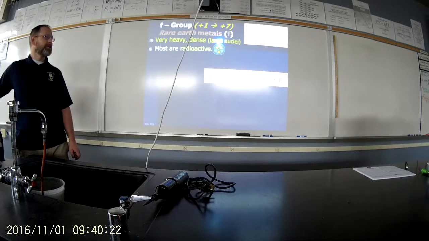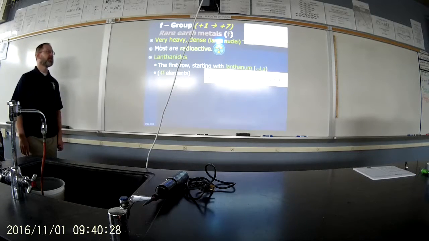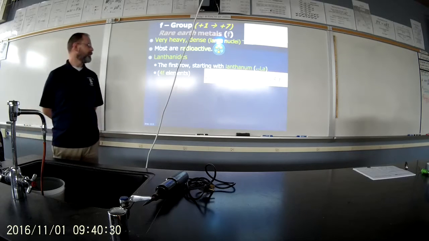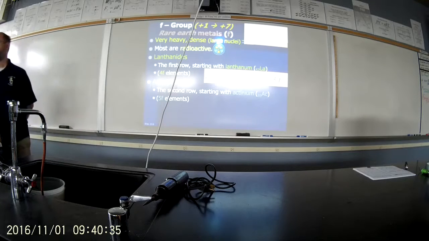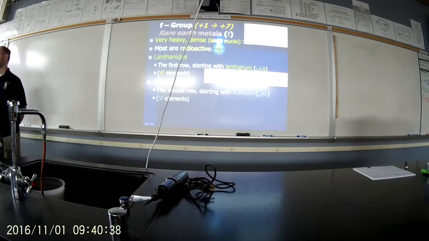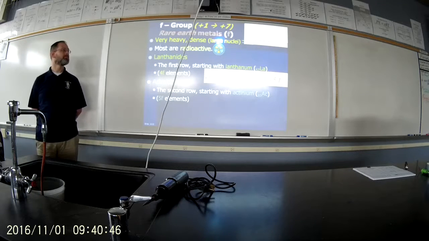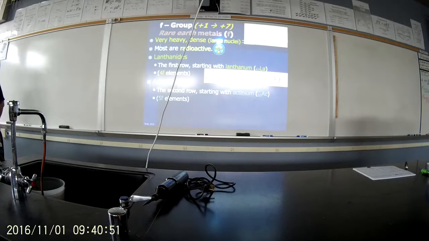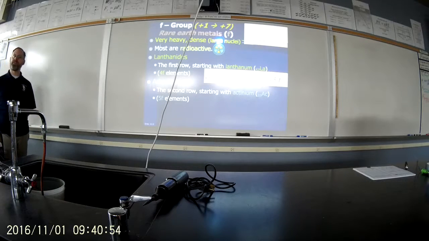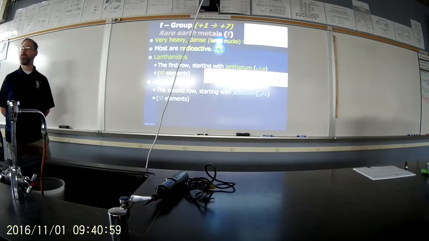Okay, so the lanthanides are the top row. They are the lighter rare earths. They're the 4Fs. And then the actinides are the 5Fs. Again, this is pretty much the only exposure you need to have to the F block in this class. They're not useful to us at this level of chemistry.